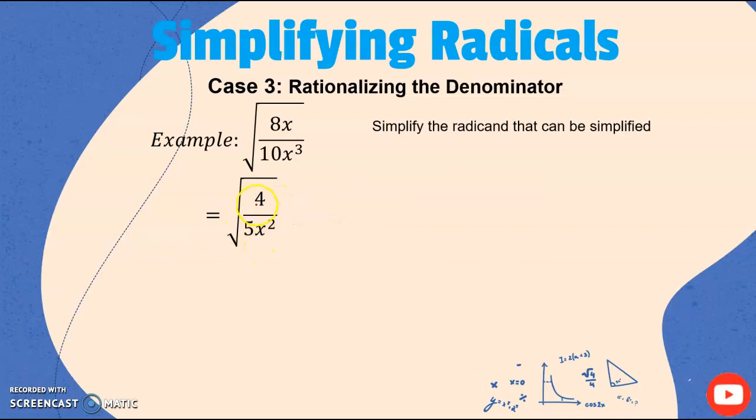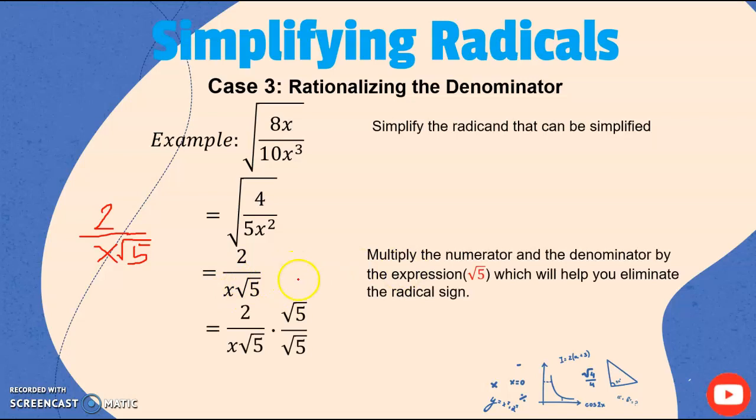So what's the square root of 4? It's gonna be 2, right? How about the square root of x squared? It's x. Then just copy square root of 5, right? So 2 square root of 5 over x. Then what should we multiply again? So square root of 5 again, famous na si square root of 5, no? So that's okay anyway. So we multiply square root of 5 over square root of 5.